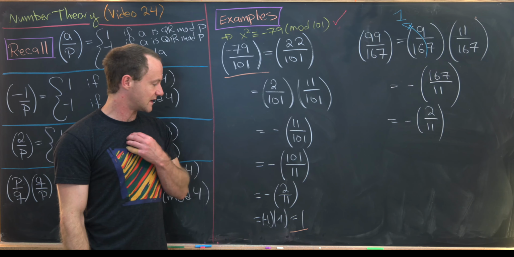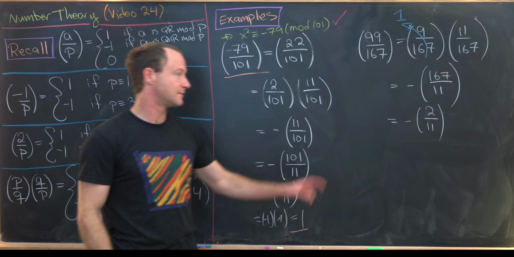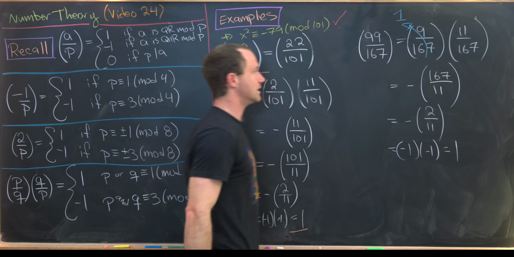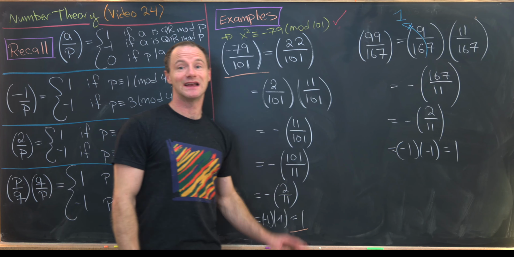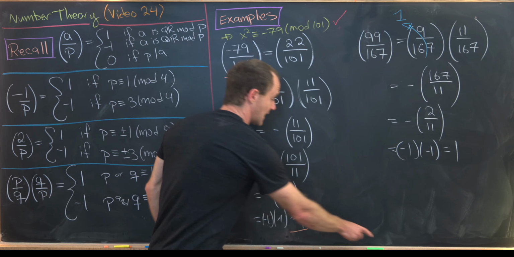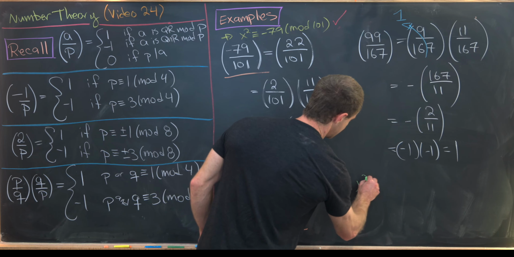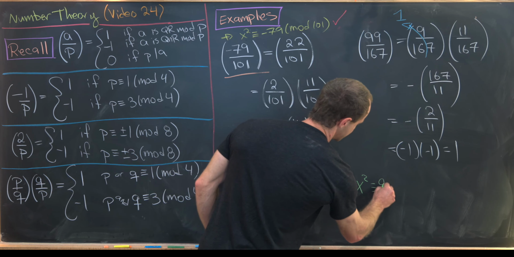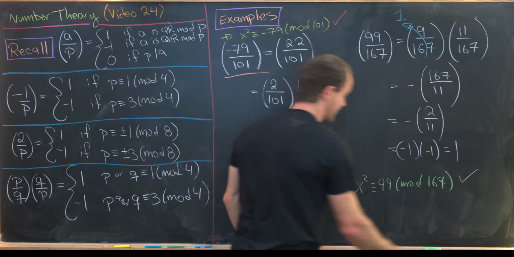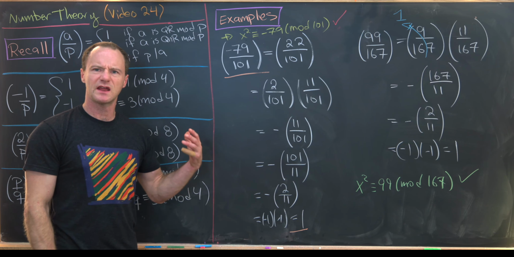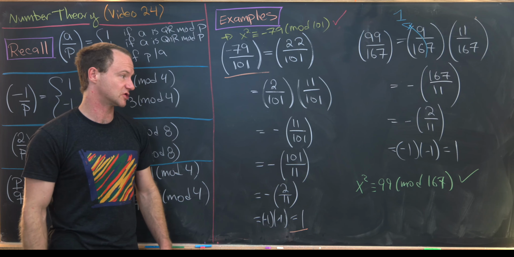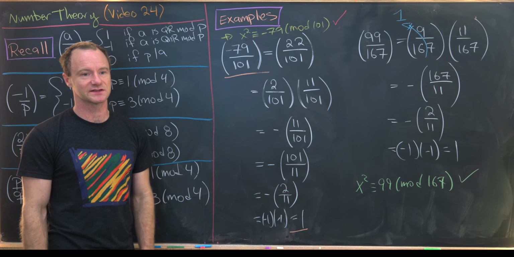Now we can do the same thing again. Well, look, we ended up at the same spot. So this is going to give us a minus 1 times a minus 1, which is 1. So in other words, 99 is a quadratic residue mod 167. So there is a solution to the congruence x squared is congruent to 99 mod 167. So check, that's got a solution. In a forthcoming video, we'll talk about how to efficiently find such solutions. But right now, we just know that it has a solution.